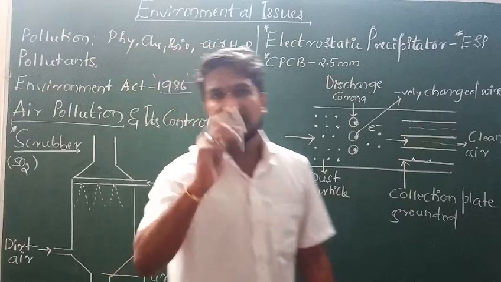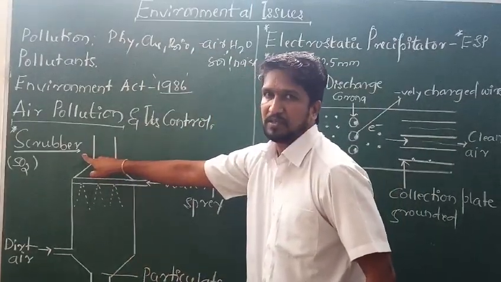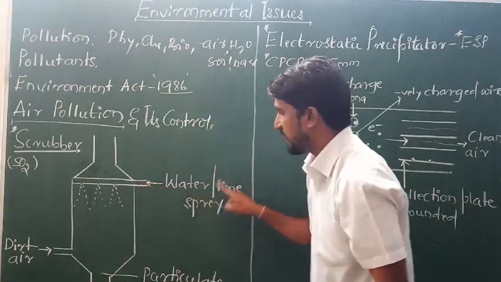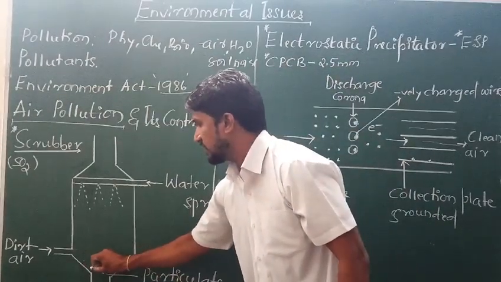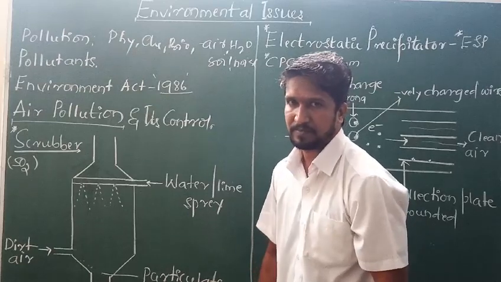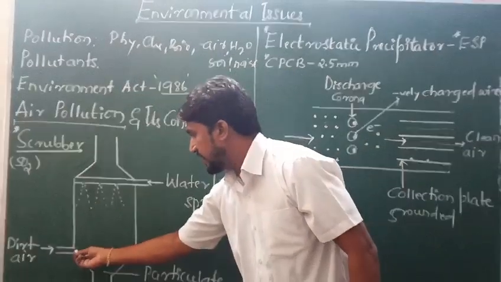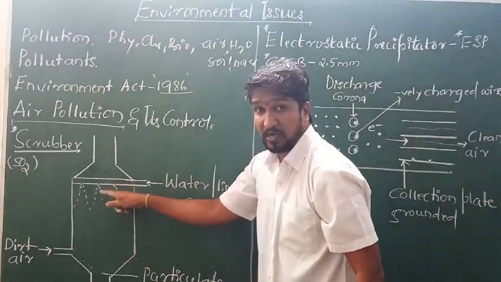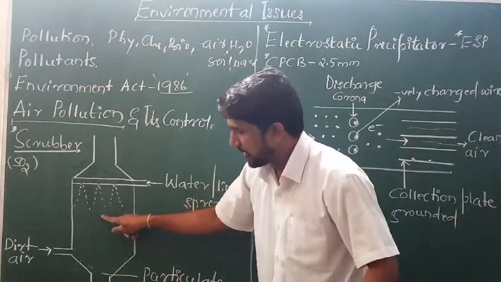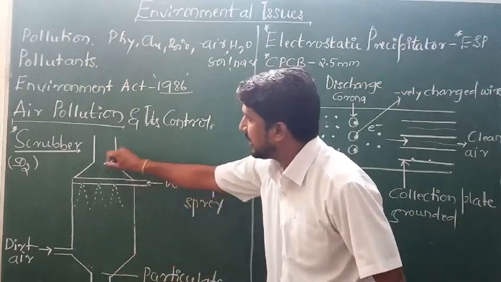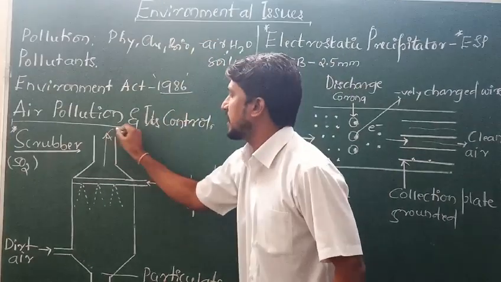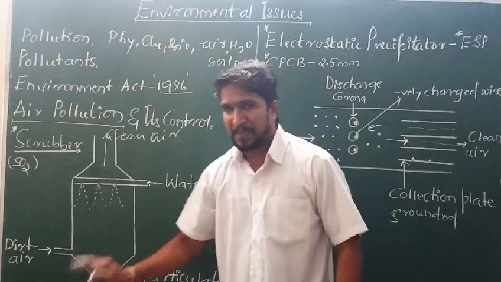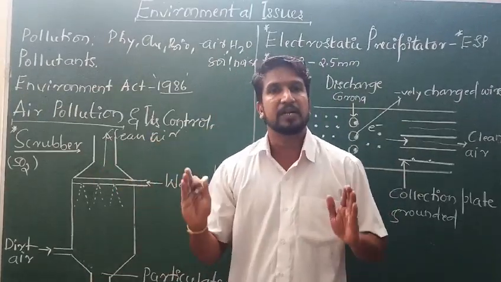That is the electrostatic precipitator. The second one is the scrubber. This scrubber is a very simple one. It is an outer chamber, and at the top there is a water or lime spray, and at the bottom there is deposition of particulate matter, dirt. Dirty air is allowed through it. When dirty air comes over here, the sprinkling of water or lime spray takes place. That lime spray and water will hold the dust particles and deposit them at the bottom of the scrubber, and the clean air passes out this way. So these are the two important measures to filter the dust particles.